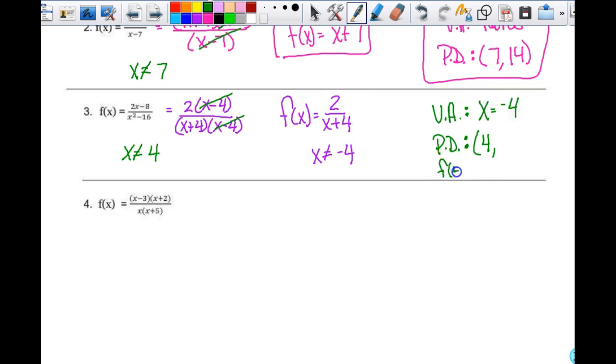So f of 4 is equal to 2 over 8. What does that become? 1/4. Here are my discontinuities. Okay, everybody okay with that? Any questions at all? All right.